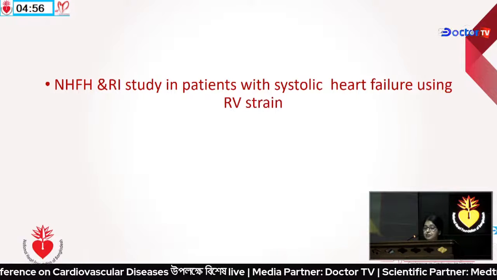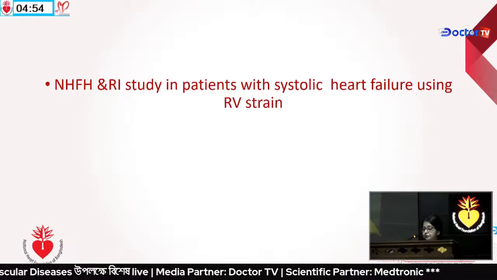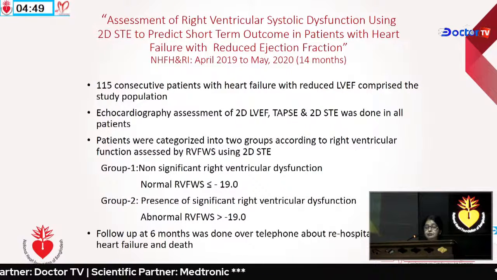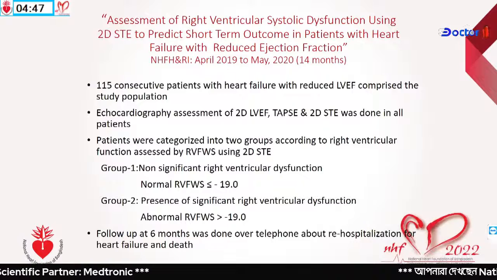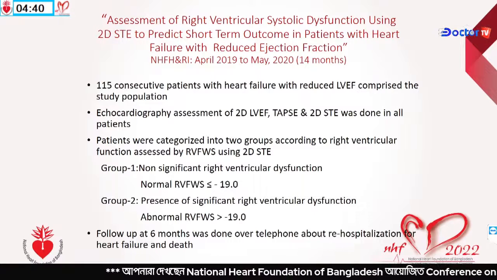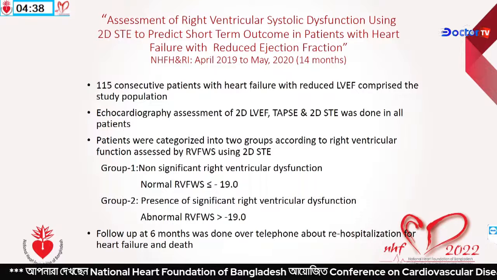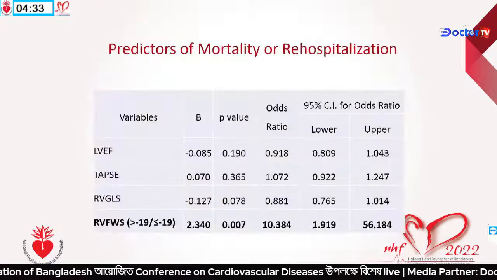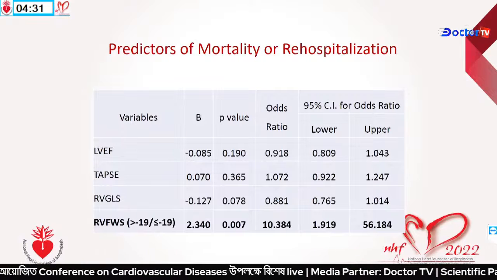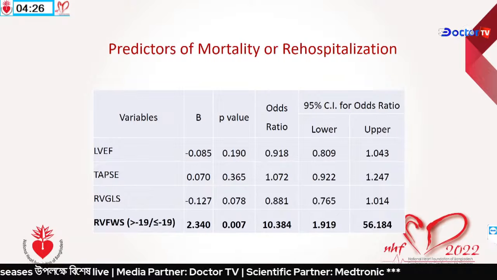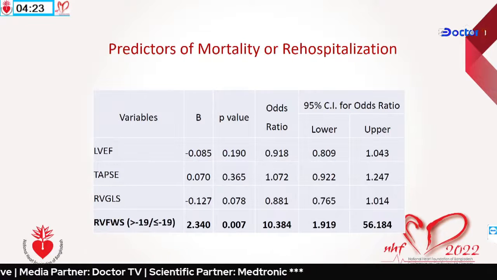We used RV strain in patients of heart failure with reduced ejection fraction to see the short-term outcome. Here, 115 consecutive patients with heart failure with reduced EF comprised the study population. Along with the conventional echo parameters, 2D STE was done in all patients, and follow-up at 6 months was done over telephone about rehospitalization for heart failure and death. And we have found that abnormal RV free wall strain independently and significantly predicted the short-term mortality or rehospitalization.